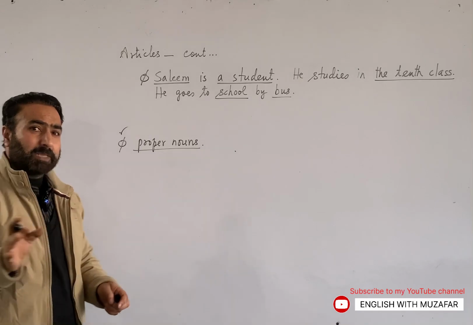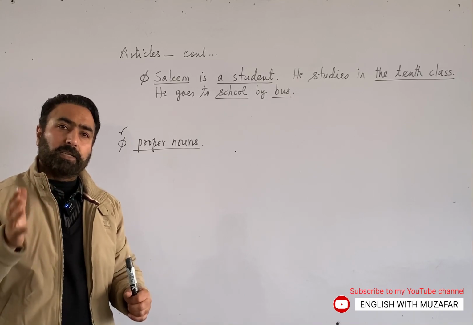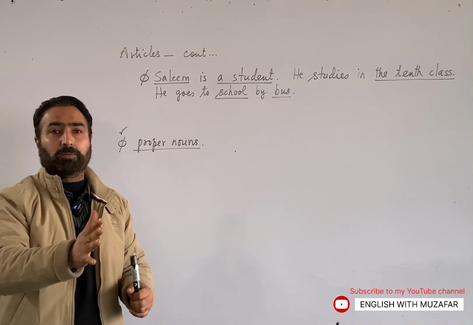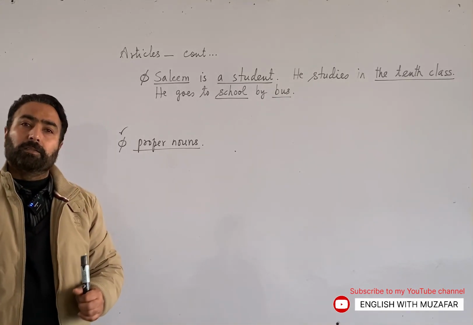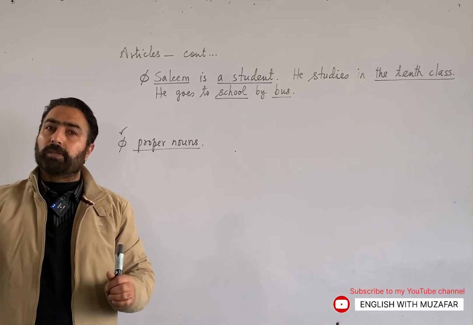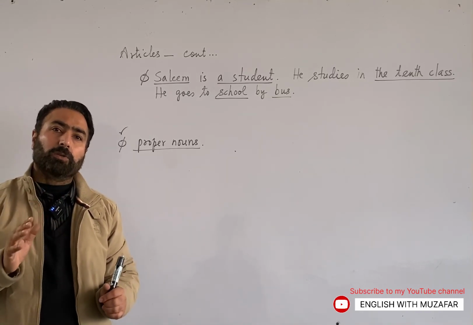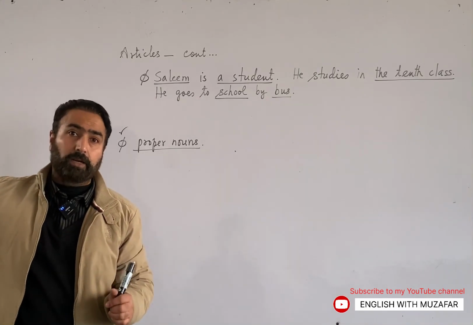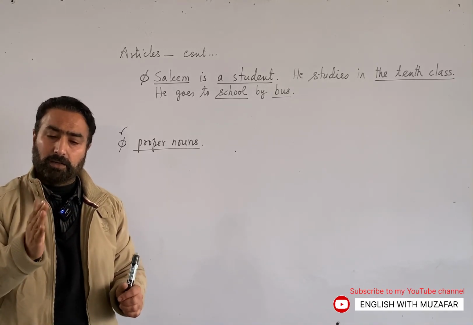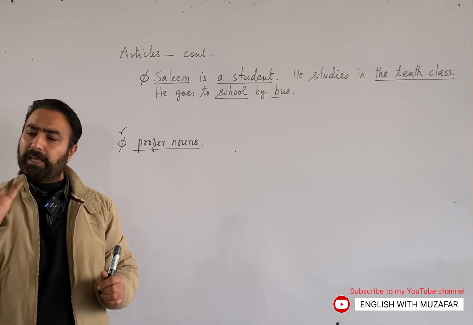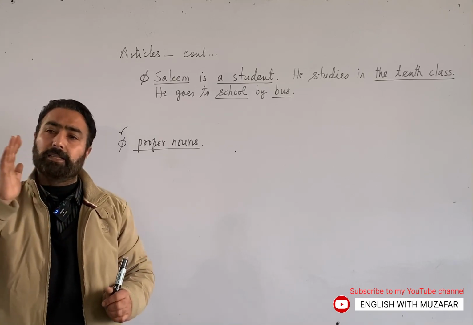But there may be a case, sometimes what happens, that a proper noun is used in such a way that it's used as a common noun. Suppose I cite an example. If I compare Kashmir with Switzerland. Kashmir is proper noun, Switzerland is proper noun. But if I compare and say that Kashmir is the Switzerland of Asia. I didn't use an article with Kashmir, but I said the Switzerland of Asia. This means that I try to find out the similarity between Kashmir and Switzerland.